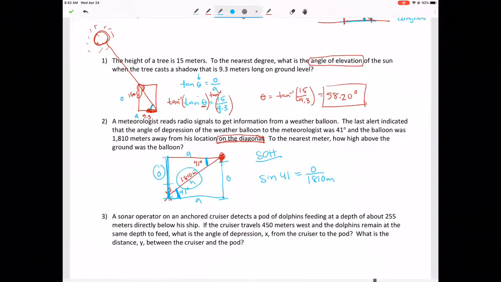Okay, so we would multiply both sides by that hypotenuse. That would cancel. This is O for opposite. Maybe that's why they want you to write it as 3 letters. And we'd end up with the opposite, or that height, is going to be 1187. We wanted to round to the nearest meter.